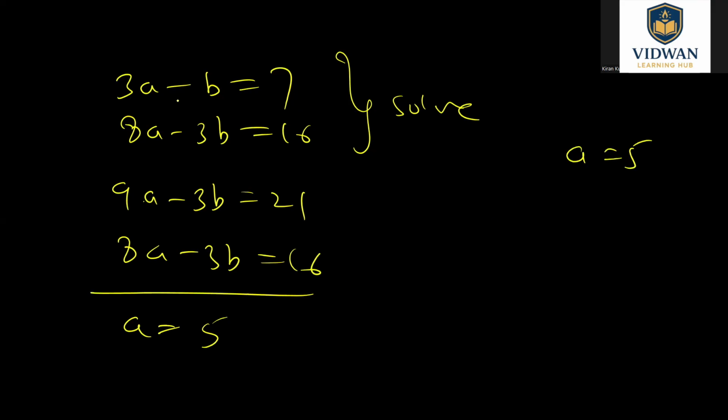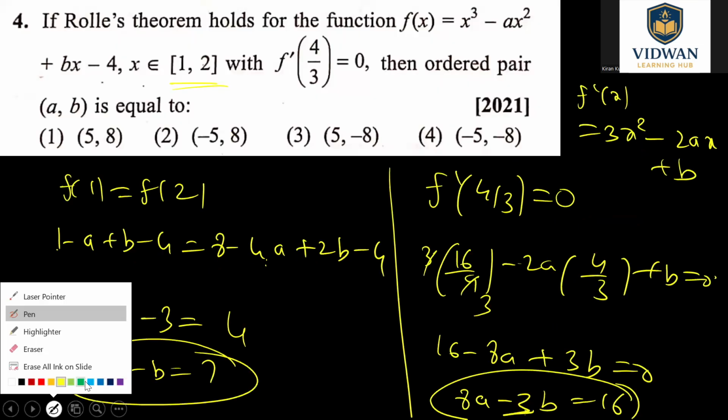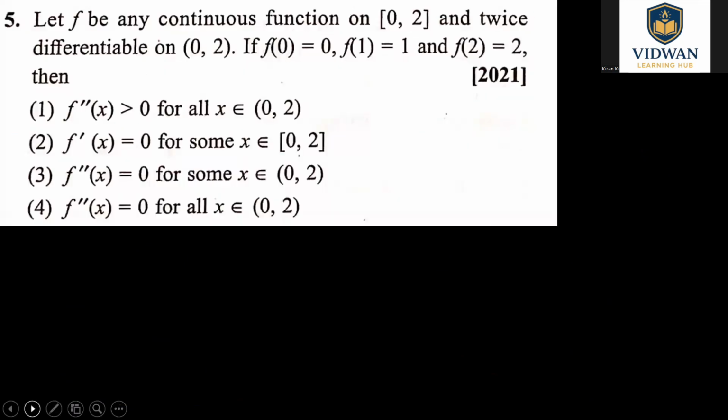Put the value of a in the first equation. 3a minus b equal to 7. Putting a as 5, 15 minus b will be equal to 7, and therefore b is 15 minus 7, 8. So a is 5 and b is 8. The ordered pair AB is therefore 5, 8, first option. Okay, all of you try the fifth one.